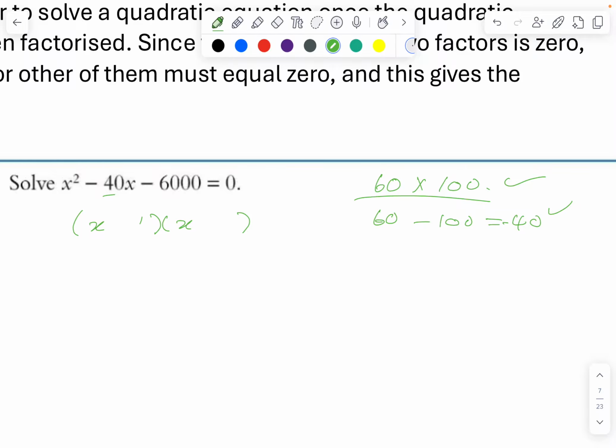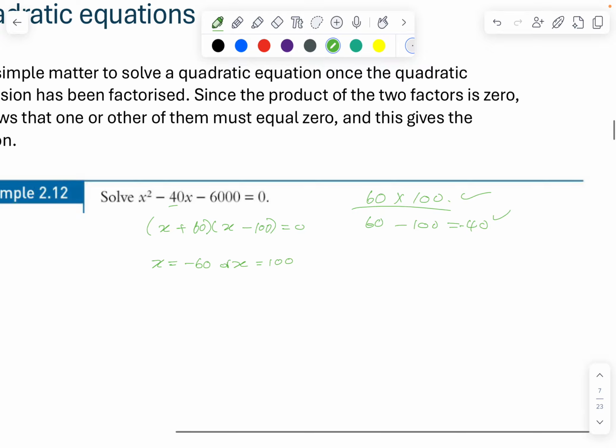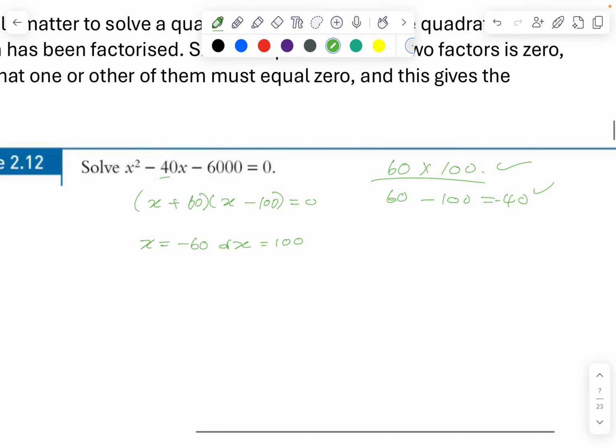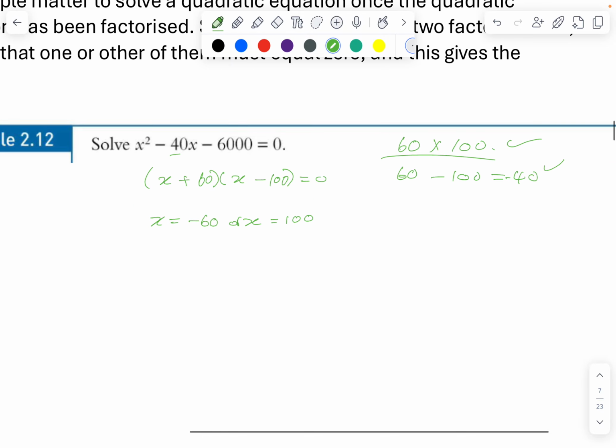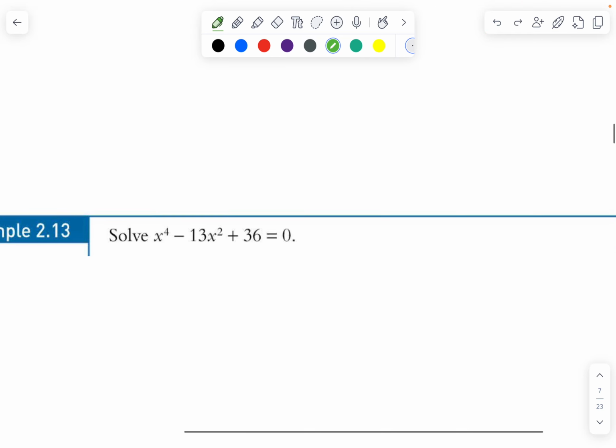You see, you can just narrow down your factors, basically, if you know exactly what you're doing. And now this equates to 0. So we can say x equals negative 60, or x equals 100. And those are the two answers that you're expected to find in this scenario. And if it's dealing with length, we can just say that one is not true, because you cannot get a negative length.